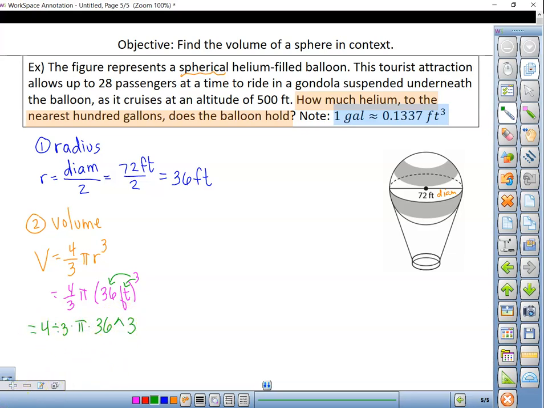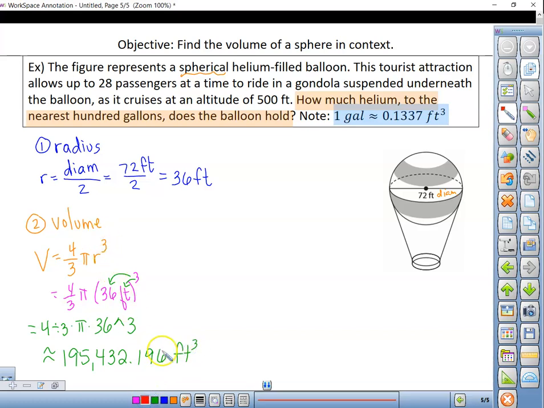All right, let's use our calculators. All right, so our value here, we should be getting about 195,432, and then we want to carry this out a few decimal places for accuracy. So I'm going to carry it out 3 decimal places to 196, and that would be then in cubic feet.